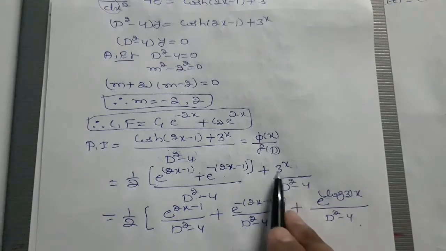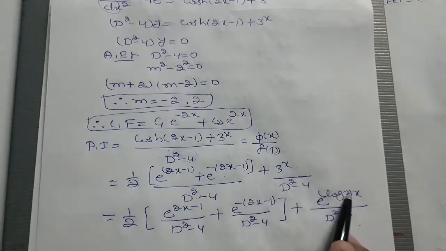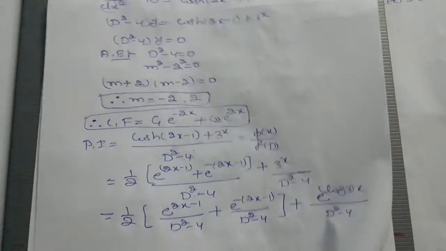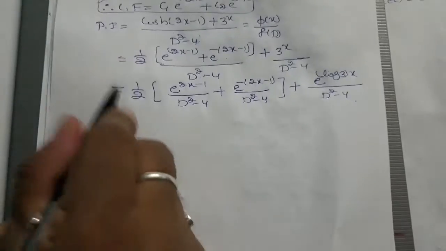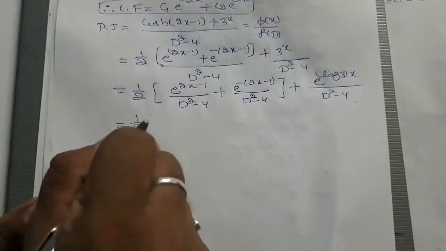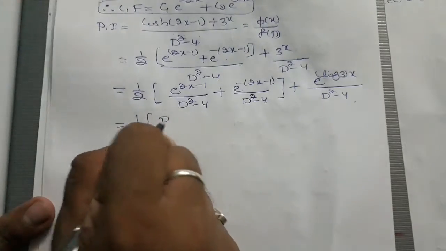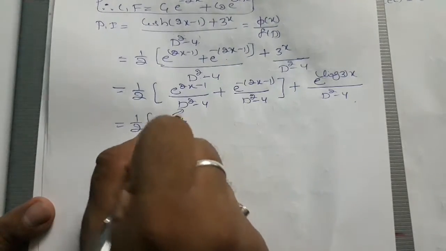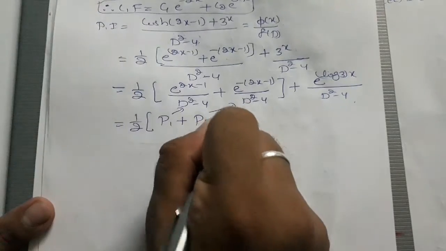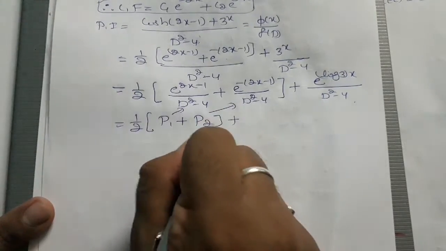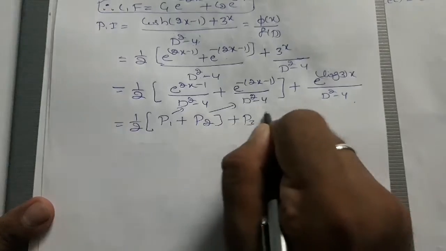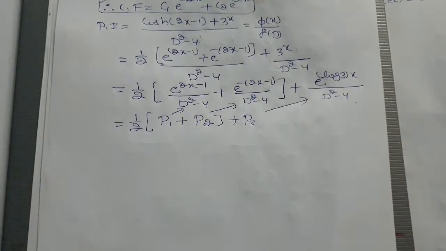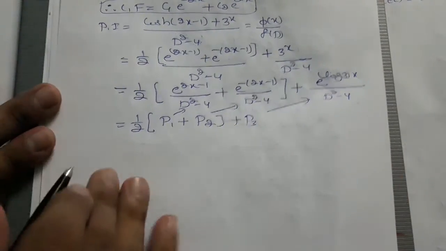So I get this one. In the earlier video I have given that e to the power of x means e to the power of log of a into x. Similarly, next I am taking this function as 1 by 2, this term as p1, this term as p2, plus p3, that last term. Okay, so now separately find p1, p2, p3.